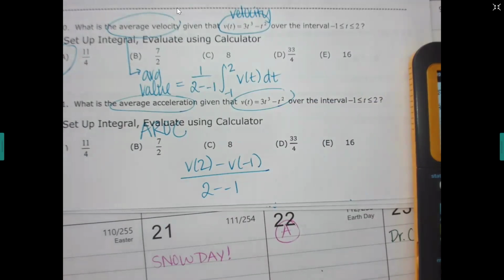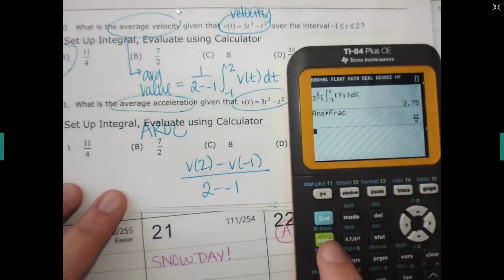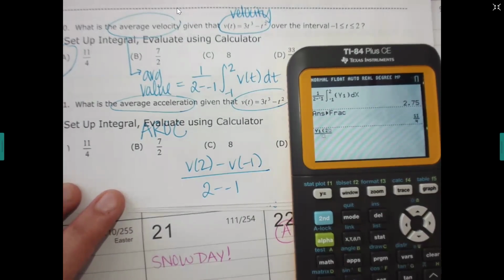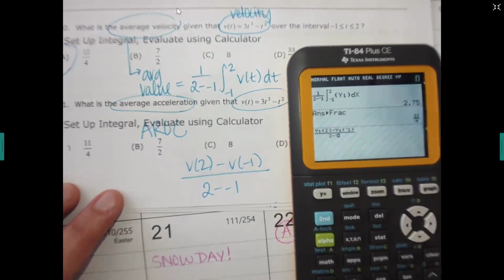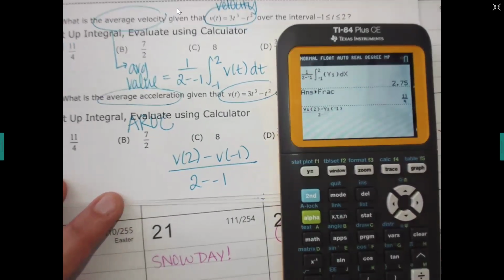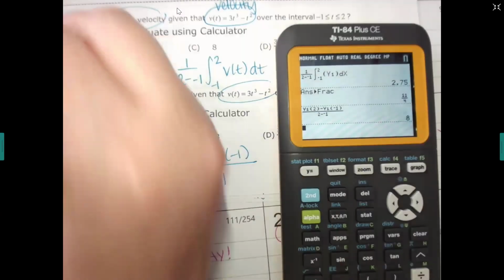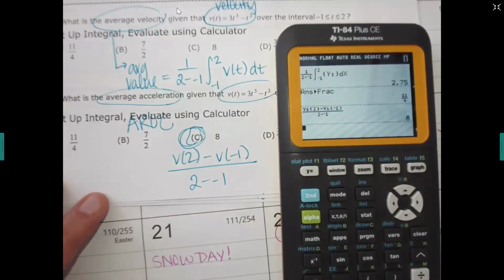Is it an average slope or an average y value? In the calculator, you'd set up your pretty fraction. Then remember, it's alpha trace y1 at 2 minus alpha trace at -1, over 2 minus -1. And you should get an 8. But there are only two average formulas that you need to know. It's either average value or average slope, or rate of change.